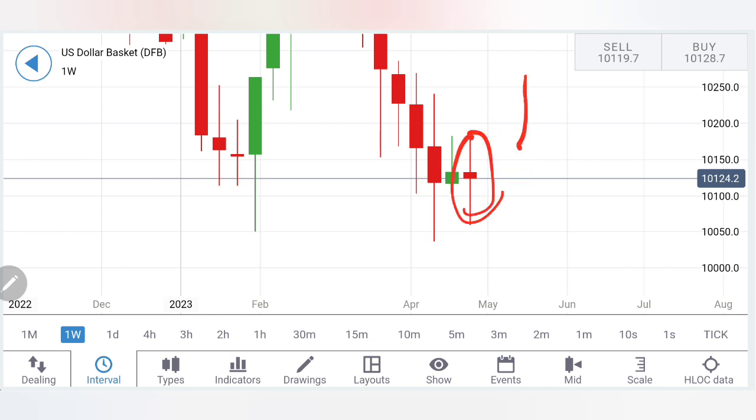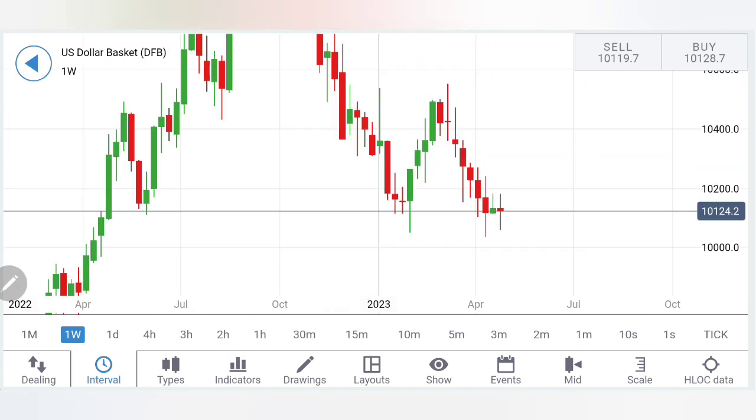Can we consider this as a reversal and can we expect it to rise, or is it going to continue with the bearish momentum and give a breakdown on the downside? Which position you should take trading the dollar index, we will see with the help of charts followed by indicators, and towards the end I will give you the trading levels and strategy for next week.